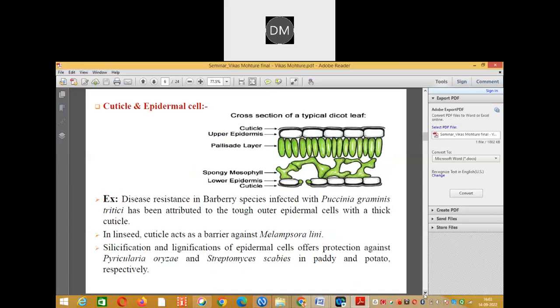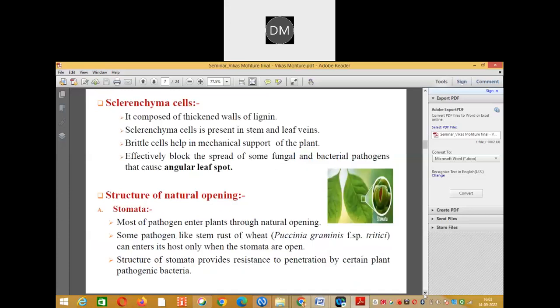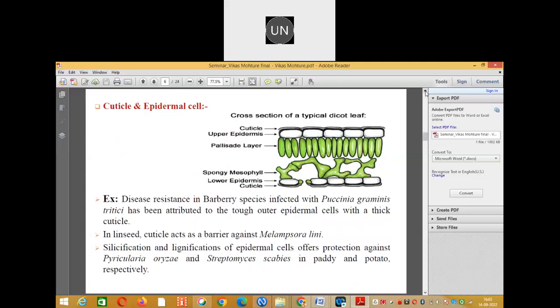Another important thing is the cuticle. In most cases, the cuticle is present on the upper epidermis, hard and thick enough that the entry of the pathogen may be prevented. Apart from that, the epidermis can also act as a barrier and prevent the entry of the pathogen.